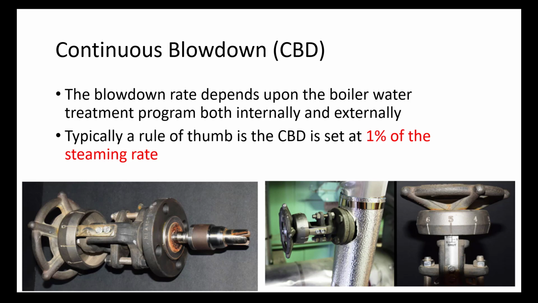Now, a typical good starting point for a CBD valve is that it will be set at 1% of the steaming rate. And then from there, it can be dialed in more accurately based upon our conductivity test, which is going to be determined, of course, by the operating pressure of the boiler. The higher the operating pressure, the lower the conductivity requirement. The lower the operating pressure, the higher it will be.